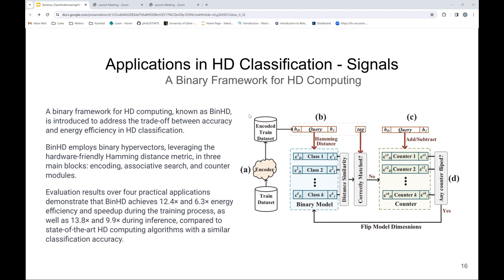Evaluation results over practical applications demonstrate that BinHD achieves more than 12x and 6x energy efficiency and speedup improvements during the training process, as well as almost 14x and almost 10x during inference, compared to the state-of-the-art edge computing that has similar classification accuracy.